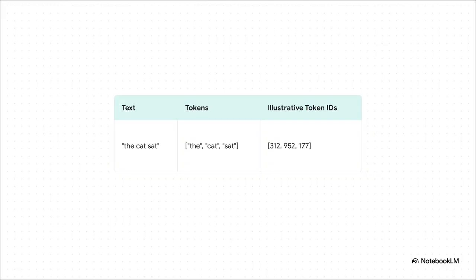Here's a super simple example of how it works. A phrase like, the cat sat, gets broken down into individual pieces, the tokens. Then, each of those tokens gets its own unique ID number. So the cat sat just becomes a sequence of numbers, like 312, 952, 177. This is the language the model actually speaks.